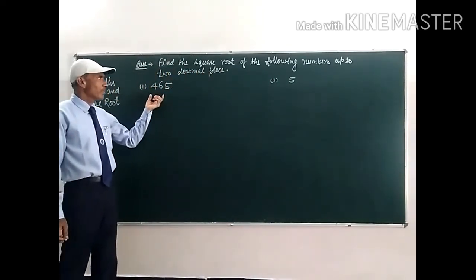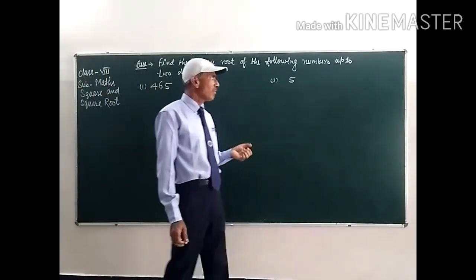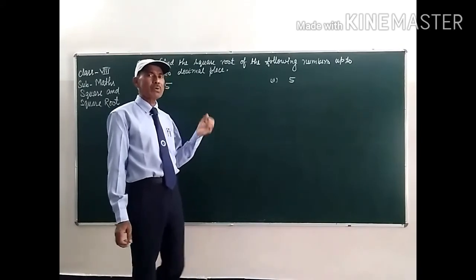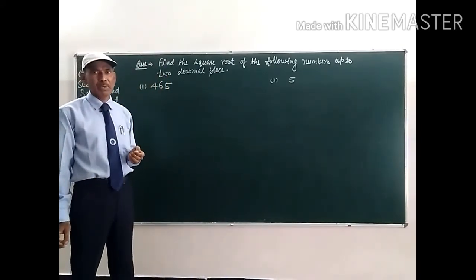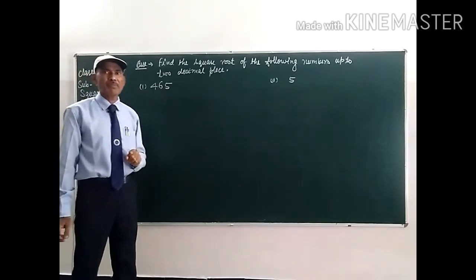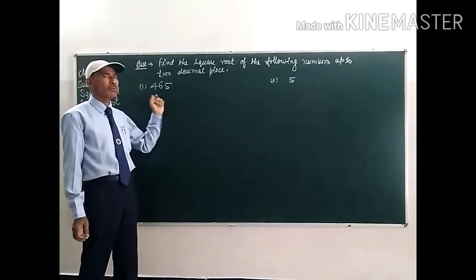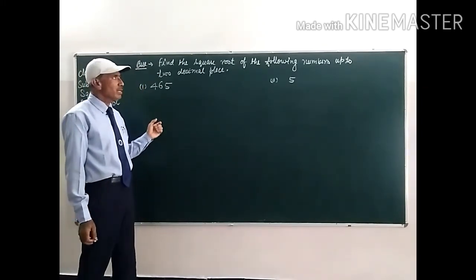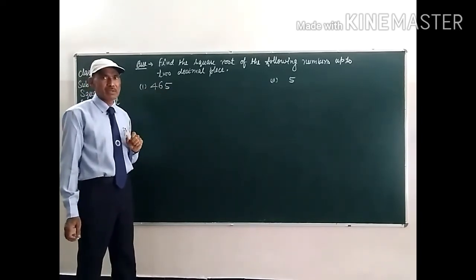Students, these numbers are not perfect square numbers. Before this we found the square root of numbers that are perfect squares, but in this question these numbers are not perfect squares, and we are going to find the square root of these numbers using the division method up to 2 places of decimal.